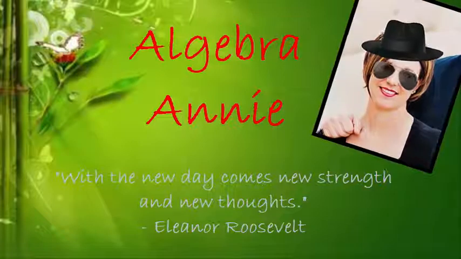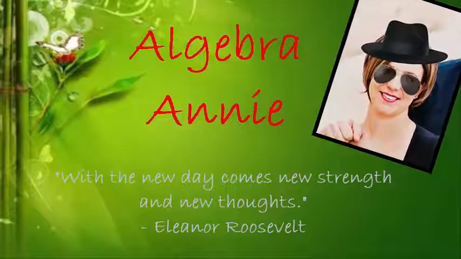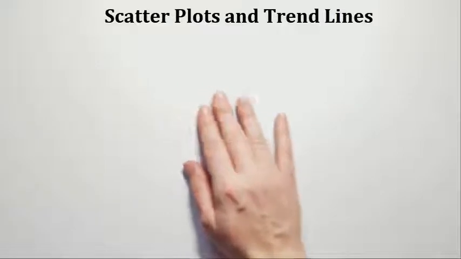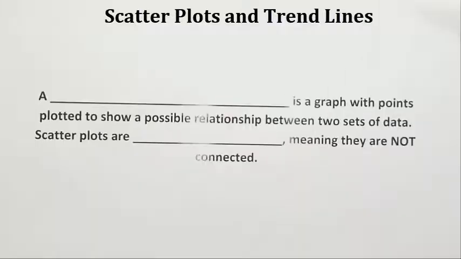With new day comes new strength and new thoughts. Eleanor Roosevelt. Our learning targets today are: I can create and interpret scatter plots. I can use trend lines to make predictions. So now we're looking at scatter plots and trend lines. And before we move into the lesson, we need to talk about a couple of definitions.